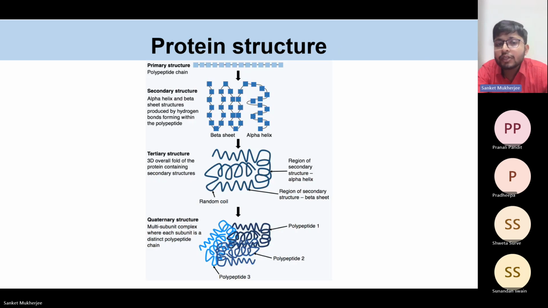Now, regarding the protein, as you all must be knowing, initially it has a primary structure, which essentially is the polypeptide chain. Then it forms secondary structures like alpha helices and beta sheets, which after forming polypeptides form this kind of structure. Then these secondary structures form a 3D conformation that we call the tertiary structure, and multiple tertiary structures come together to form a quaternary structure, which we get as a protein. So that is how a protein is formed.